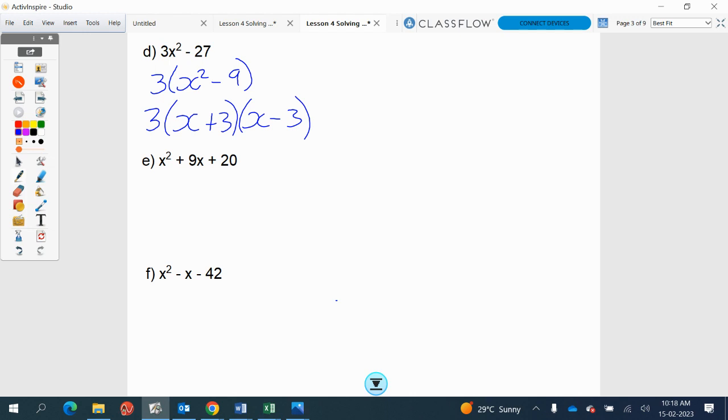Here in the second one, we've got a trinomial expression. It's an x squared, an x, and a number. So then we use this technique that we studied last class. We want to start by looking at what are the factors of 20. 1 times 20, 2 times 10, 4 times 5.